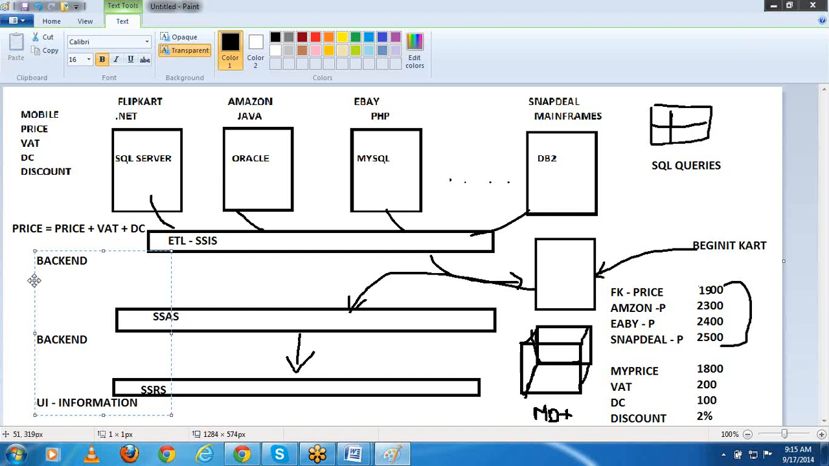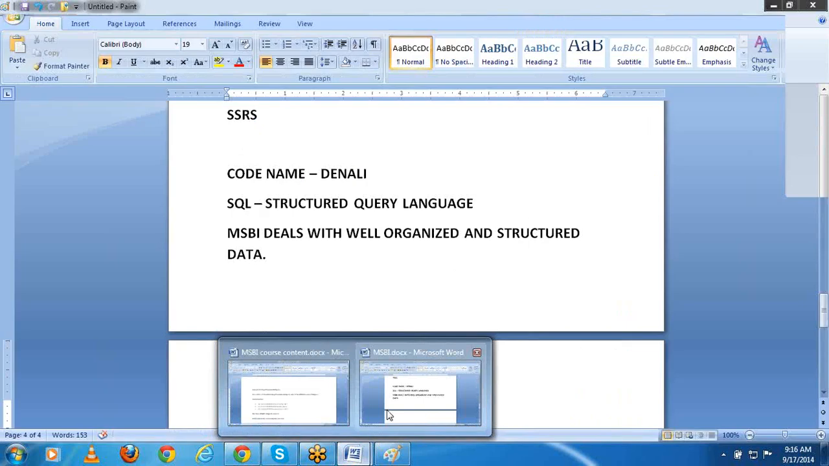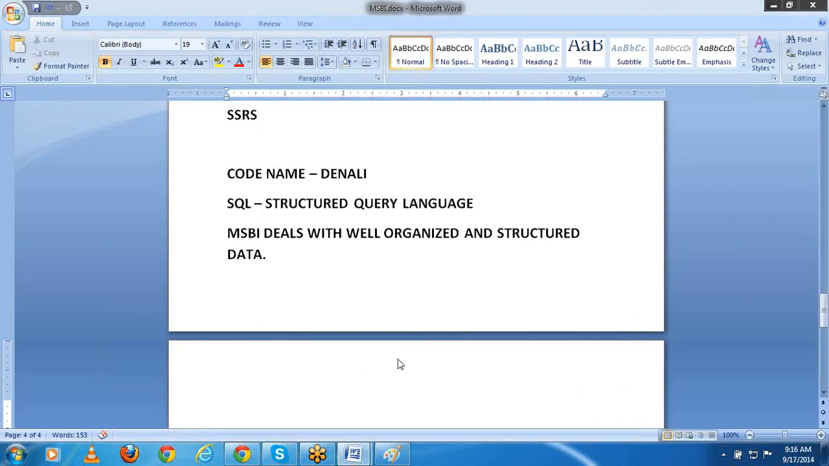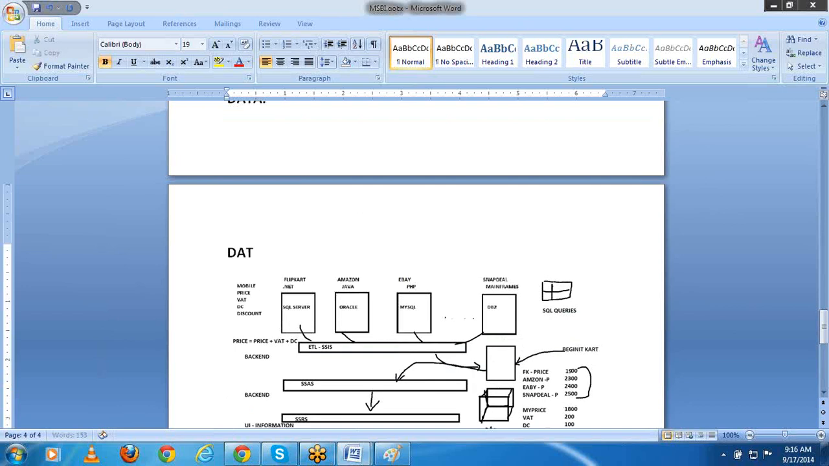You are giving information, not data. Data will be in different forms. You are combining, truncating, deleting some data, adding some extra data, and finally showing some data to the end user. That is called information. Here you are performing in the backend, but reports are for the end user, they see them in the UI. This is about the data warehouse lifecycle. This is called the data warehouse lifecycle.